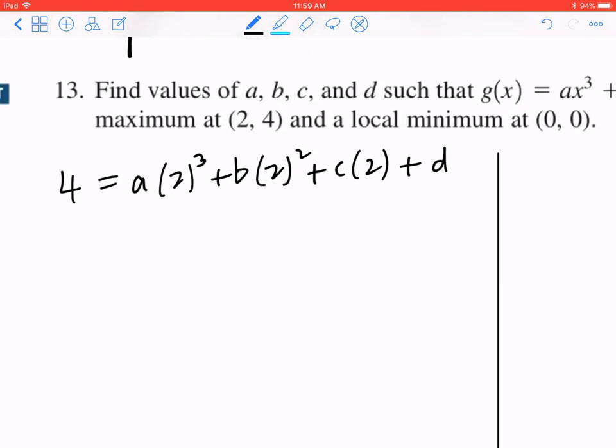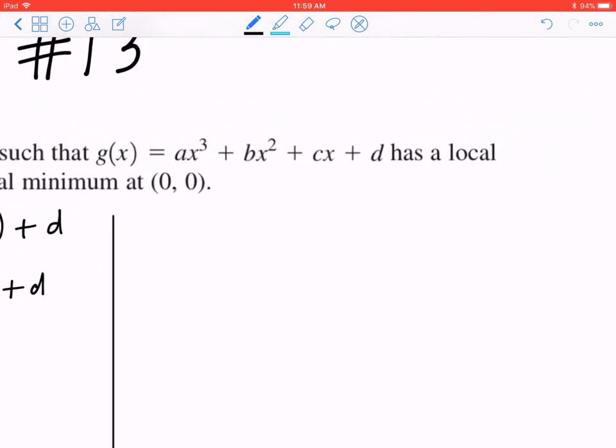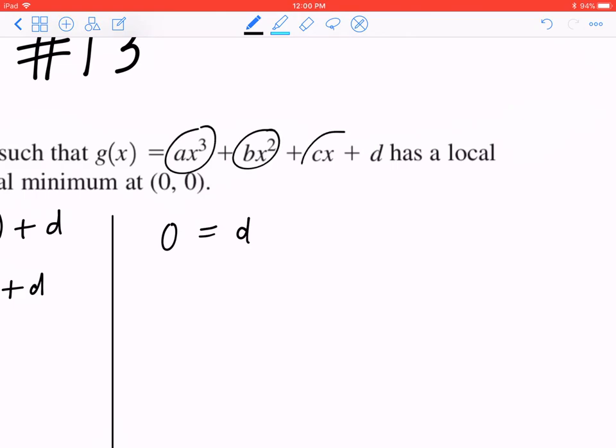Now, because you've tried it for 5 minutes, I am going to go slightly faster. So 4 equals to 8a plus 4b plus 2c plus d. Now likewise, in the second column, I'm going to plug in x and y to be 0 and 0 respectively. Again, here comes the mental math. 0 equals to d. Are you still connected? When this is 0, they all disappear and you're left with d.